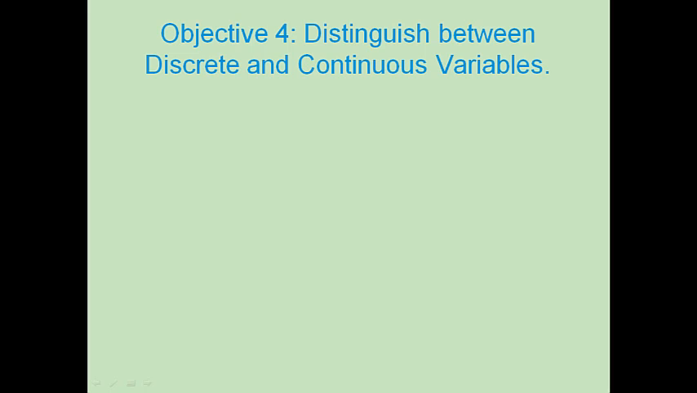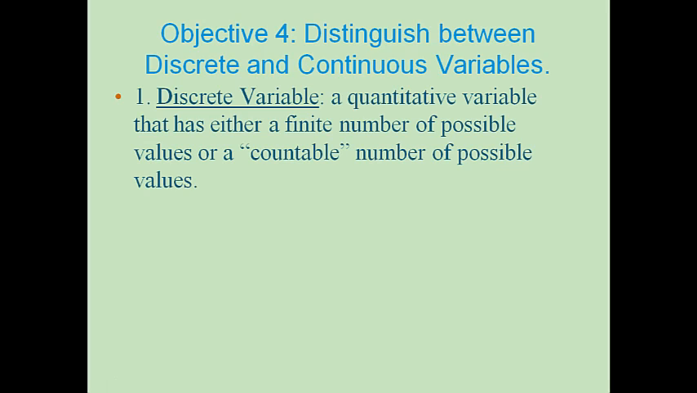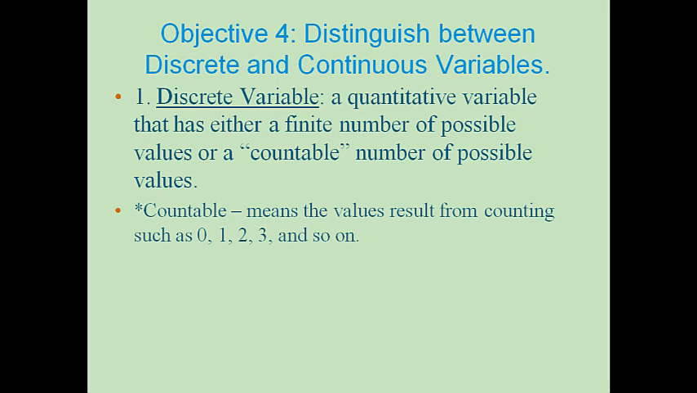In Objective 4, we want to distinguish between discrete and continuous variables. A discrete variable is a quantitative variable, so it's a number, that has either a finite number of possible values or a countable number of possible values. Countable means the values result from counting, such as 0, 1, 2, 3, and so on. So you can't have numbers between those, no decimal values.